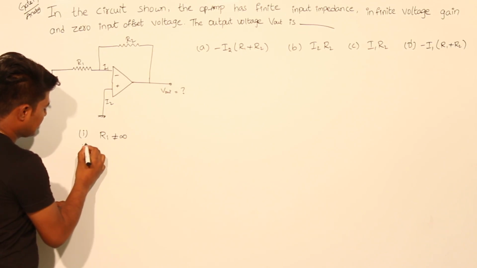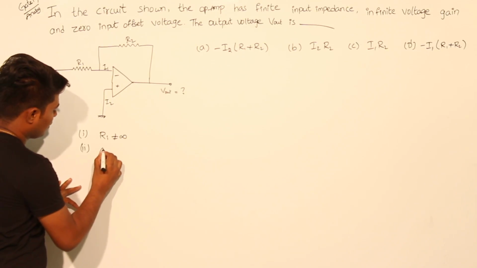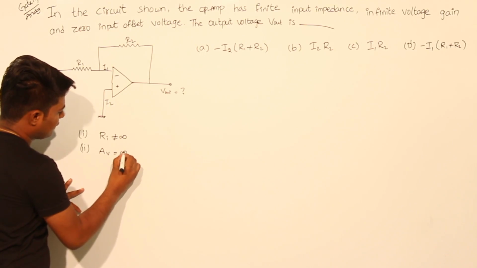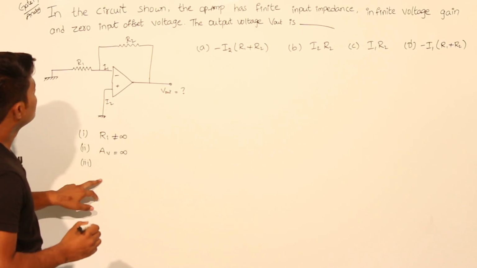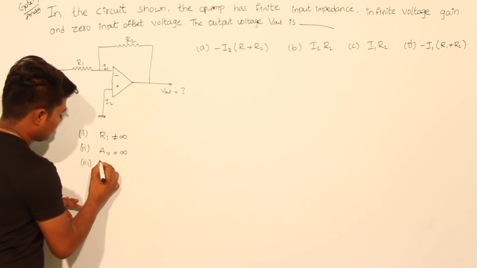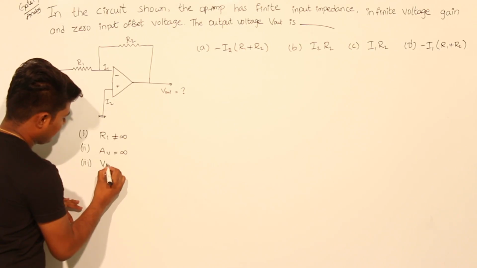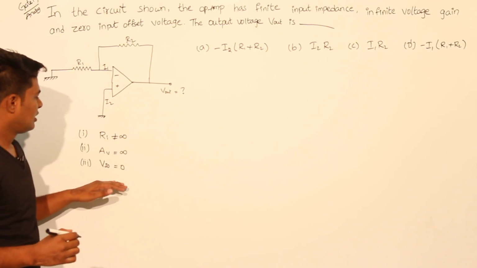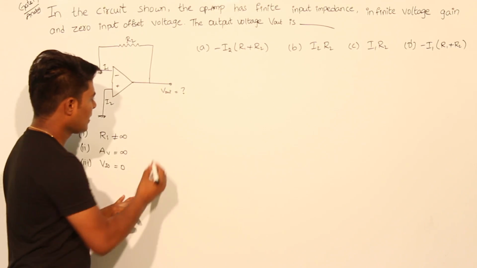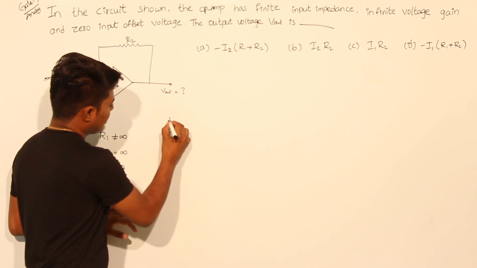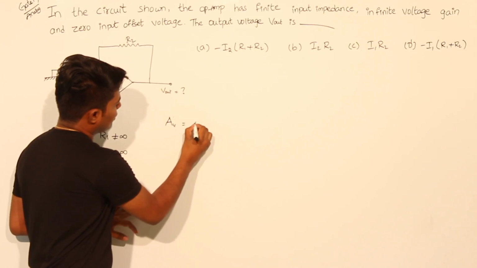Second point they said is infinite voltage gain. Voltage gain AV equal to infinity. The third point they said is zero input offset voltage. It is Vio. Vio is equal to 0. Let us take the parameters one by one and go through the process. Okay. First take voltage gain AV. Voltage gain AV equal to infinity.